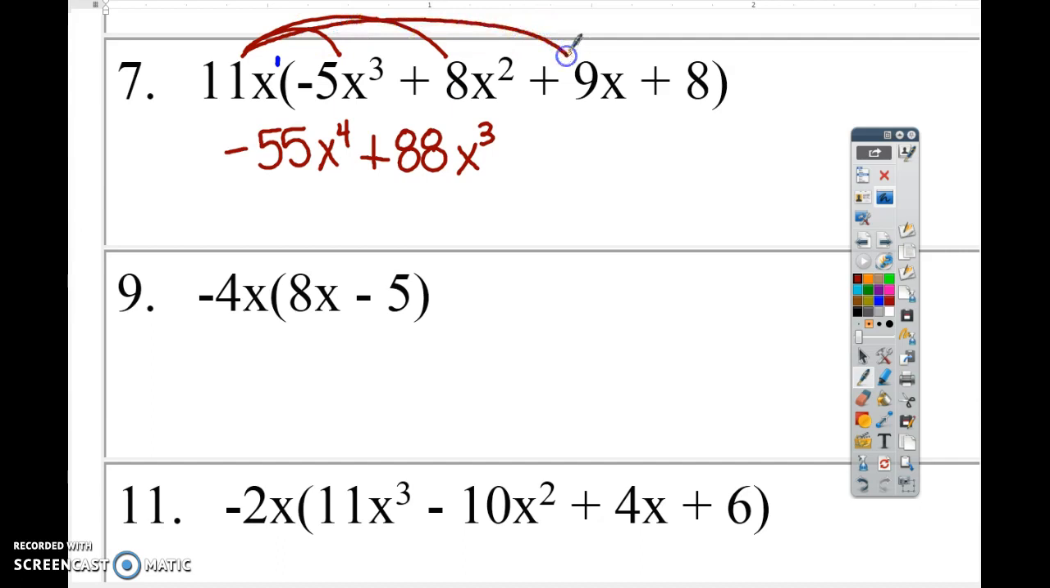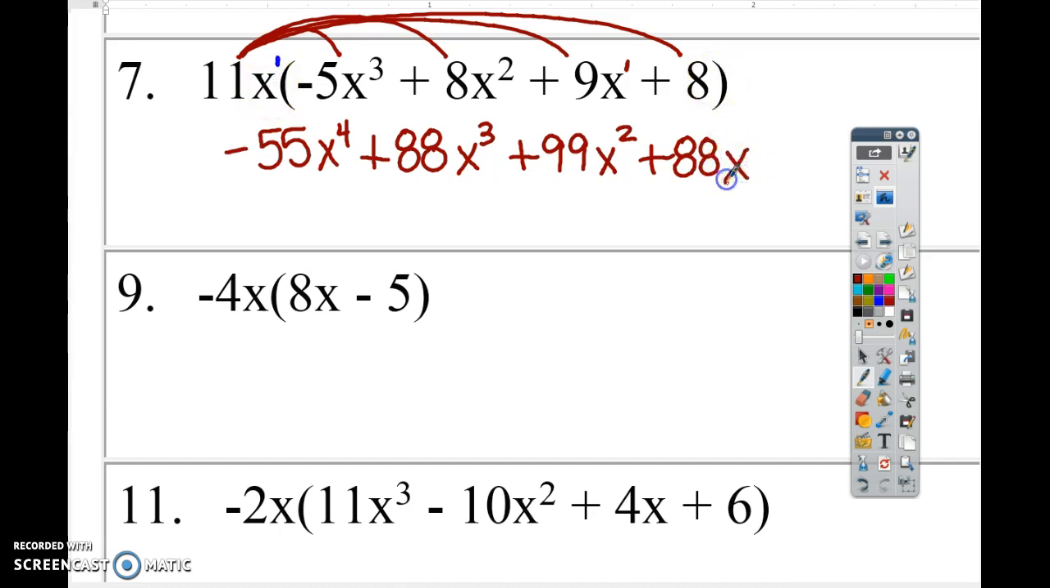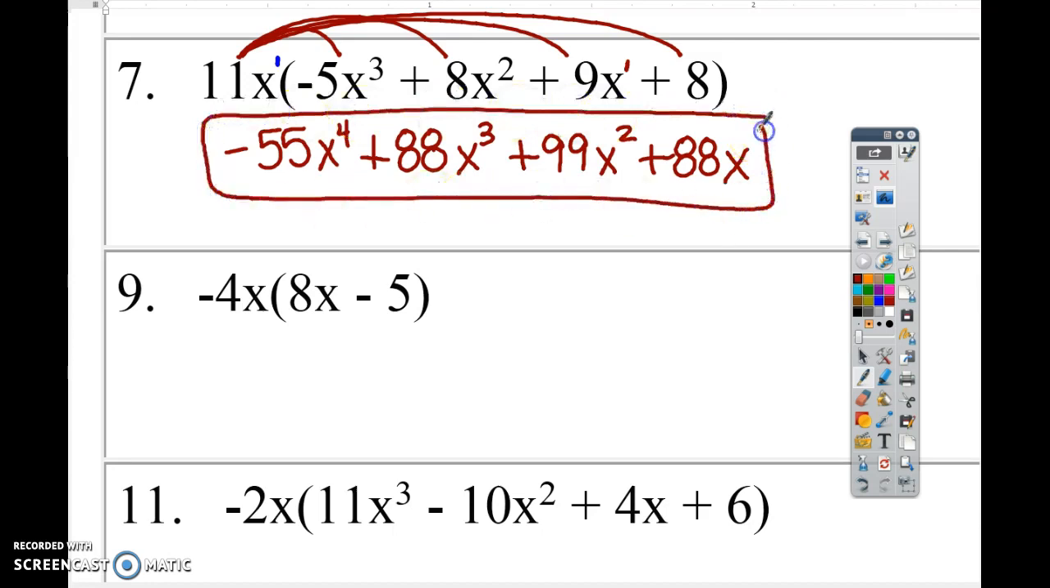11x times 9x. 11 times 9 is a positive 99. There's an x here and another x here, so that's x squared. And then 11x times 8. Again, 11 times 8 is a positive 88. This one doesn't have an x, but this one did, so you have to remember that one and put it at the end. And there's nothing to combine because this one has x to the 4th power, this one has x to the 3rd power, this one has x squared, and this one has x to the power of 1. They're not the same, so this is your final answer.